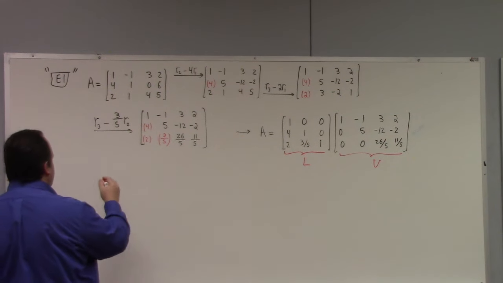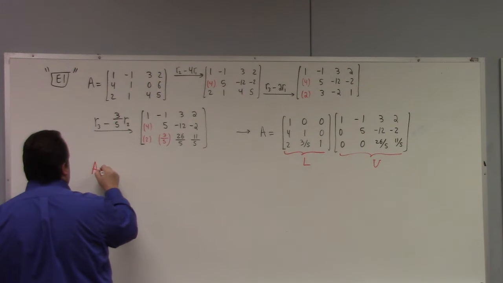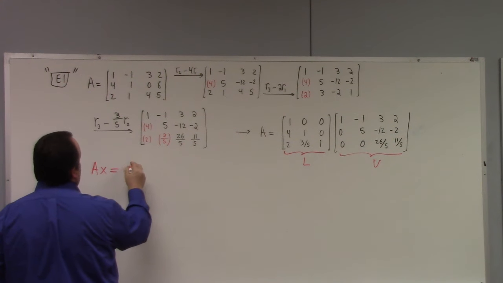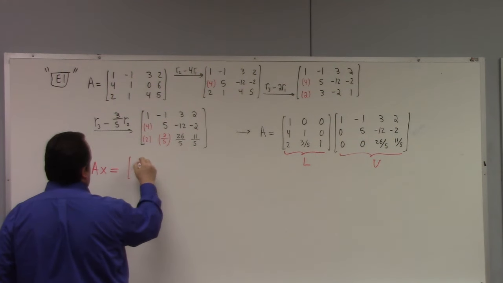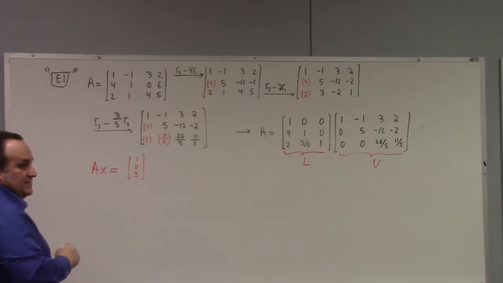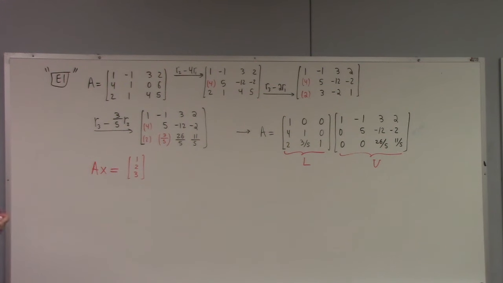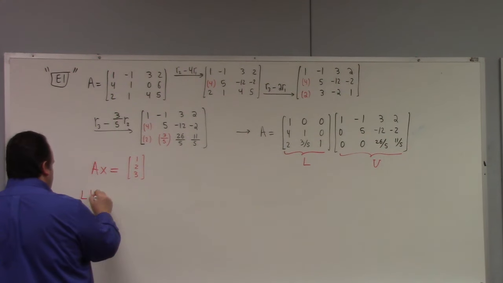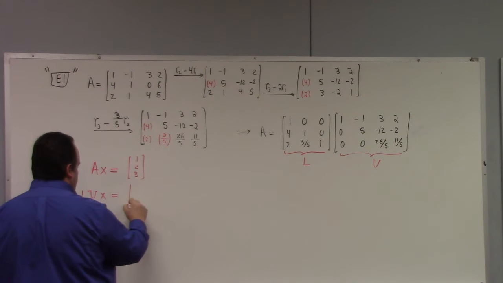What if you're solving AX equals, let's say, 1, 2, 3, just for the sake of specificity? What would you be solving then? A is 3 by 4, so this X has to be a 4-component vector. But look at what you're solving: LUX equals 1, 2, 3.